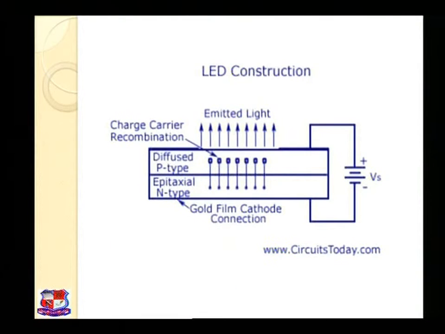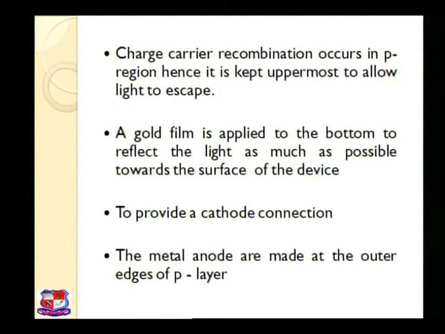Let us move towards the next slide. The charge carrier recombination occurs in the P region, hence it is kept uppermost to allow light to escape. That means the P region is kept uppermost so that light can escape from it. A gold film is applied at the bottom of the device to reflect the light as much as possible towards the surface. To provide a cathode connection, the metal anodes are made to the outer edges of the P layer.